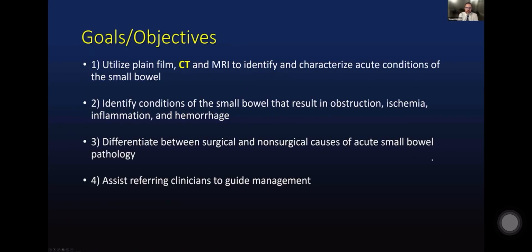A few goals and objectives. This is going to be a very CT focused talk. I will have a few plain films and MRIs to supplement that, focusing on the small bowel, looking at conditions that result in obstruction, ischemia, inflammation, and/or hemorrhage. Hopefully, this permits us to differentiate between surgical and non-surgical cases and help guide management for our referring clinicians.